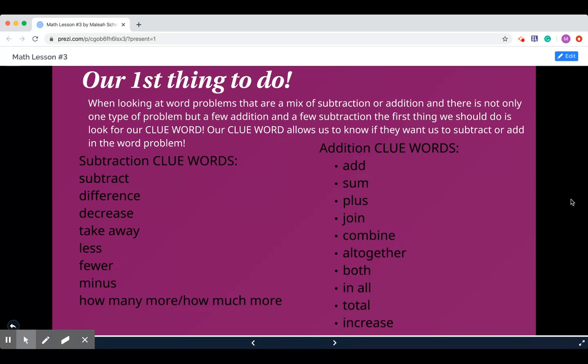Our clue word allows us to know if they want us to subtract or add in the word problem to find our answer. So our subtraction clue words, again, are subtract, difference, decrease, take away, less, fewer, minus, how many more, and how much more. Our addition clue words are add, sum, plus, join, combine, altogether, both, in all, total, and increase.